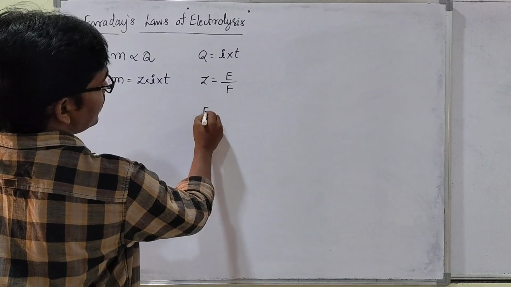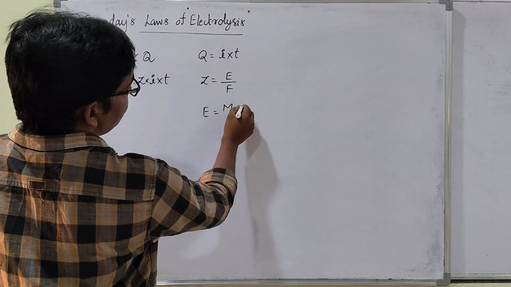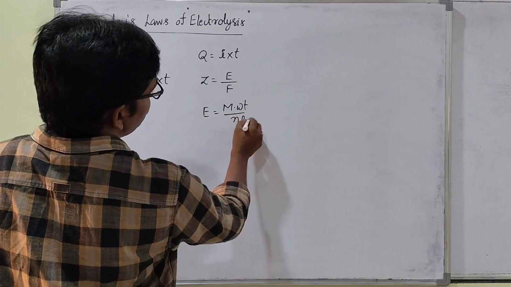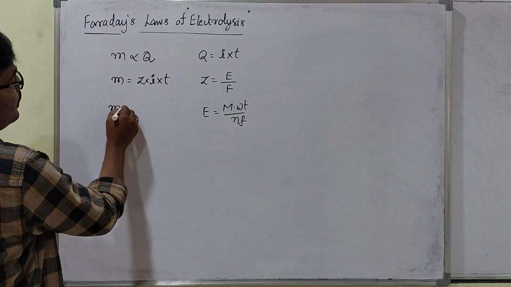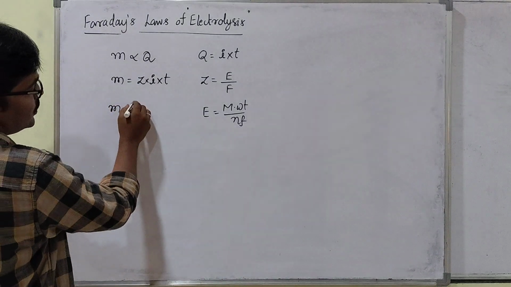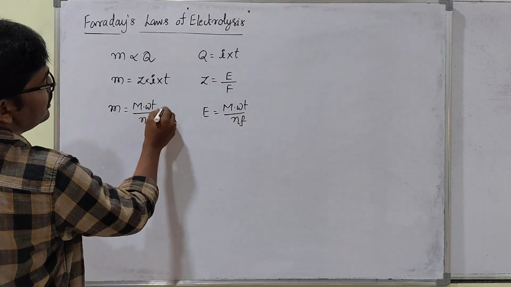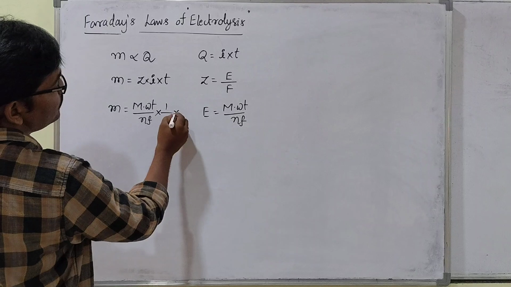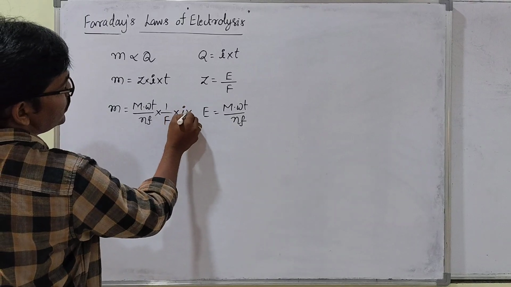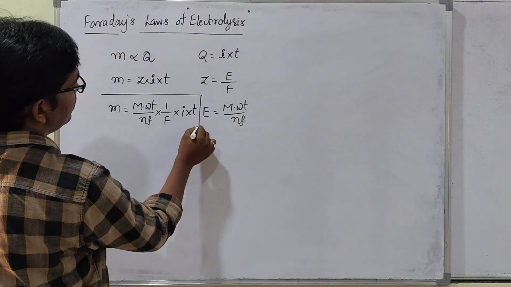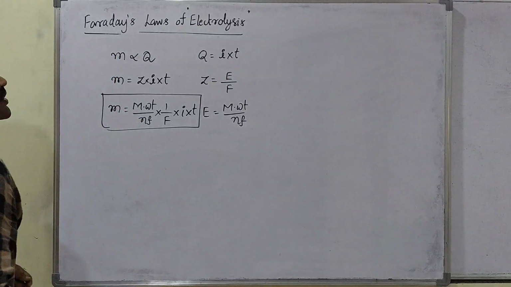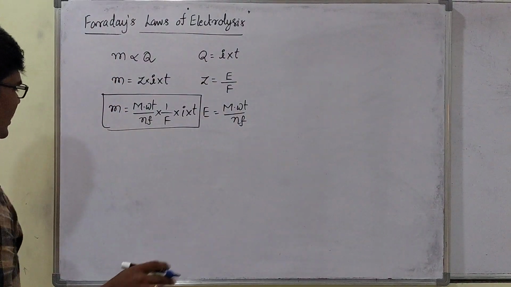Then equivalent weight equals molecular weight divided by N factor. So in the place of Z, you can use molecular weight divided by N factor into 1 divided by Faraday into I into T. So this is the formula for Faraday's first law of electrolysis, right?